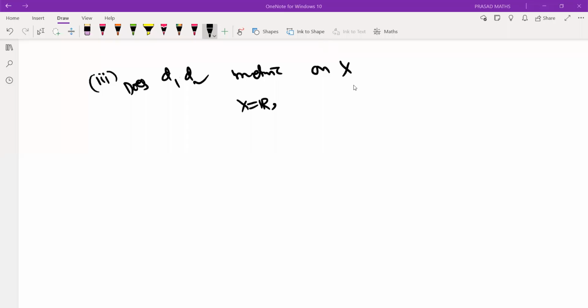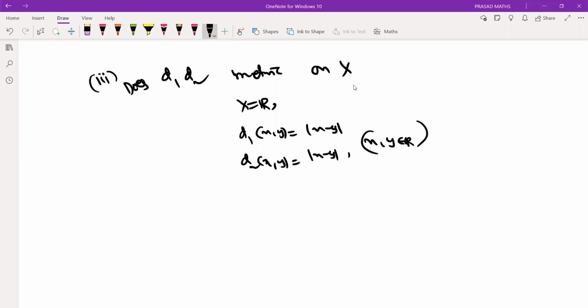Okay. Suppose you take this d1 of x, y standard metric. d2 of x, y also the same. Take this. x, y are real numbers. You take the product. So clearly d1, d2 are metrics, no doubt. So d1 into d2 is exactly what? Mod of x minus y into mod of x minus y. This is whole square. So the question is, is it a metric or not? Suppose you take this as d. Is d a metric or not?